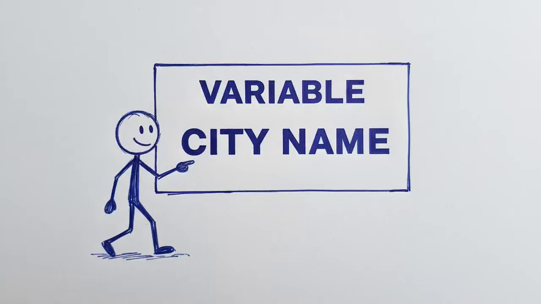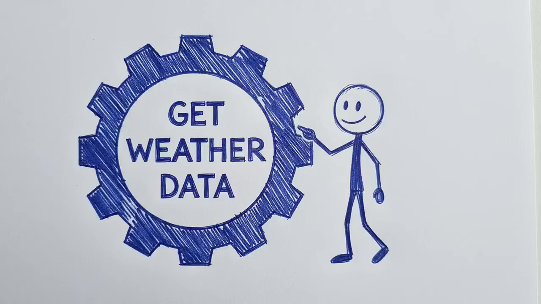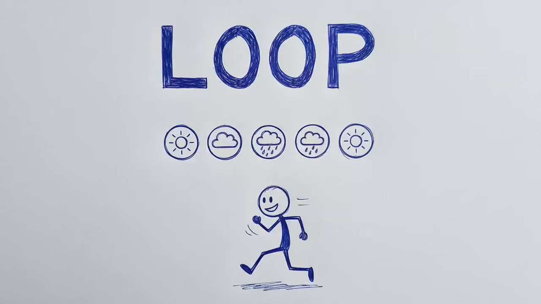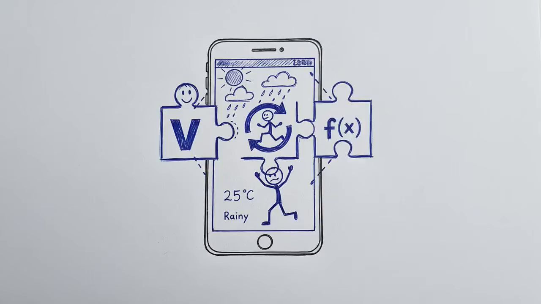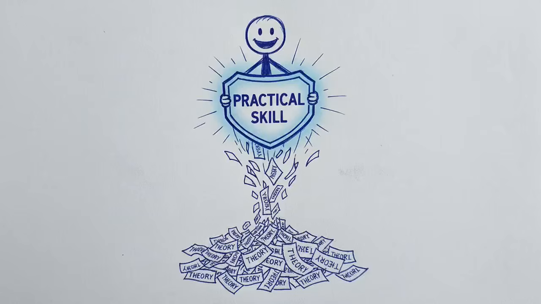To build it, you will need a variable to store the city name. You will need a function to go get the weather data. Maybe you will even use a loop to display the forecast for the next 5 days. This project forces you to recombine all the individual pieces you have learned into a functioning whole. It transforms your theoretical knowledge into practical, proven skill.